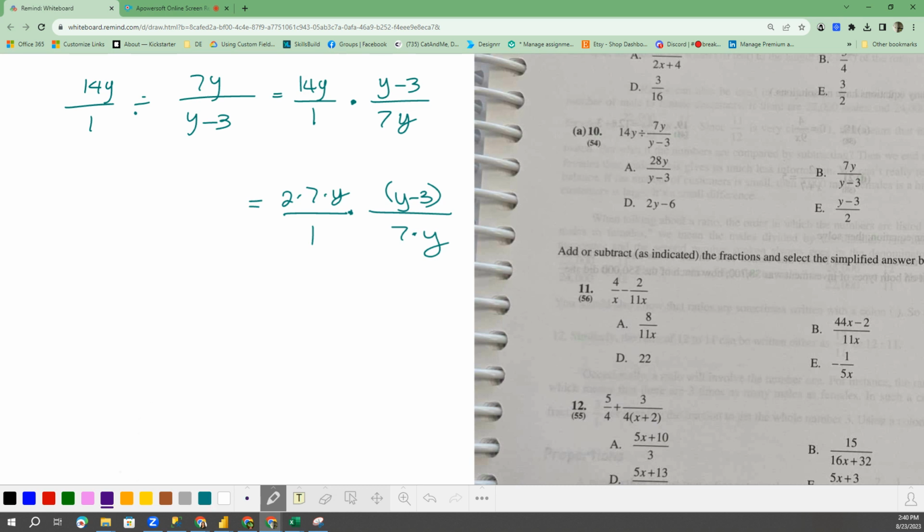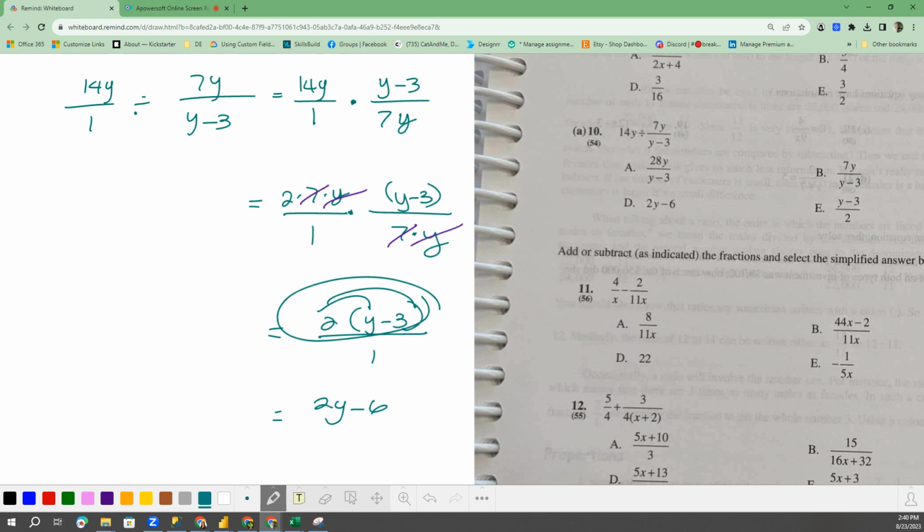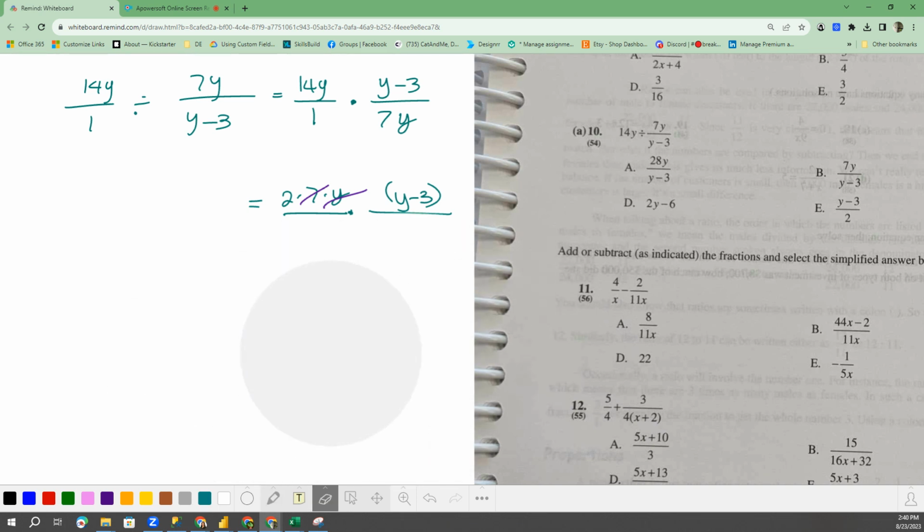Okay? Canceling from left to right, 2, no 2 in the denominator, 7 there is, y there is, y minus 3, no. So therefore, we will just write everything that's left. You have 2 and the parentheses y minus 3 over 1. So anything over 1 is just itself. So all you got to do is multiply that out to 2y minus 6. You technically do not have to multiply it, but since this is multiple choice, then you kind of need to look at what the options are.